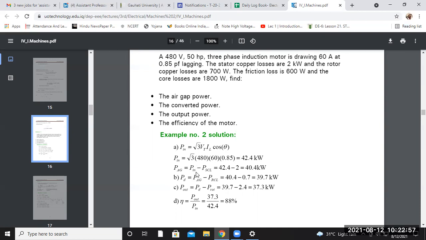So the input power is 42.4 kilowatt. Now the stator copper loss is 2 kilowatt, that is 2000 watt. The unit must be the same as the input power, so it must be in kilowatt. So 42.4 minus 2 gives you 40.4 kilowatt. That is the air gap power of the induction machine.